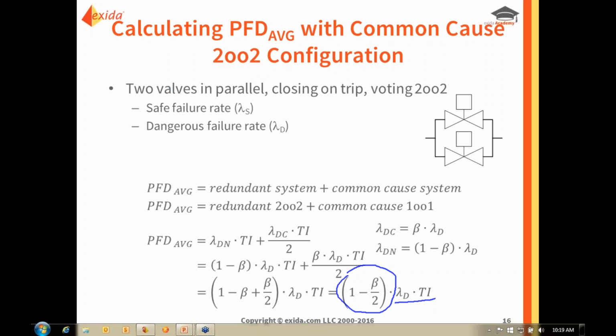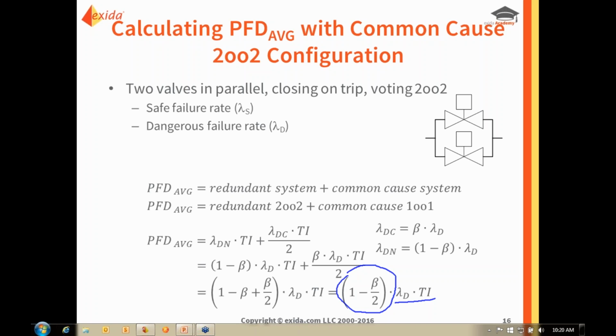I hear the question here: why did you include beta in the 2 out of 2 system? And the second part of the argument is, if I lose one valve, I lose my safety function. It's absolutely true. You lose one valve, you lose your safety function. And if you just look at PFDavg, you may say that it doesn't make sense to consider common cause, because if anything fails, I will immediately fail.